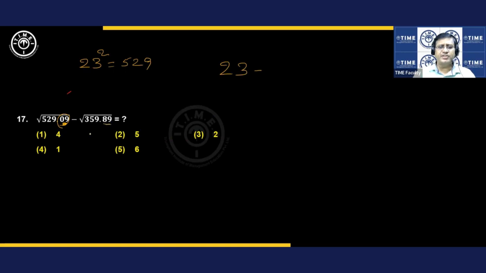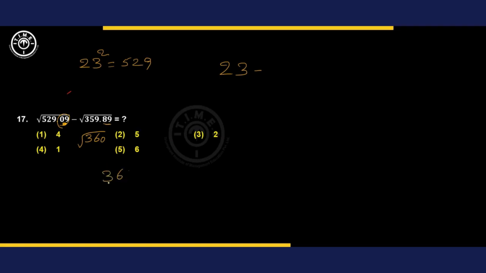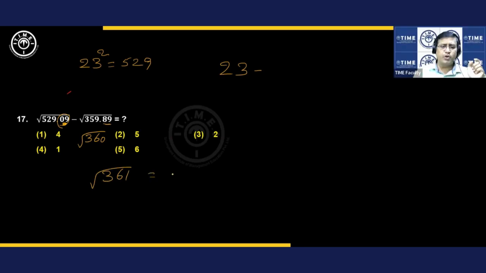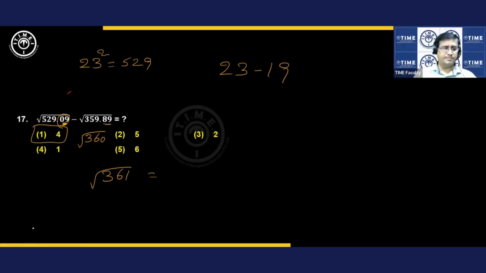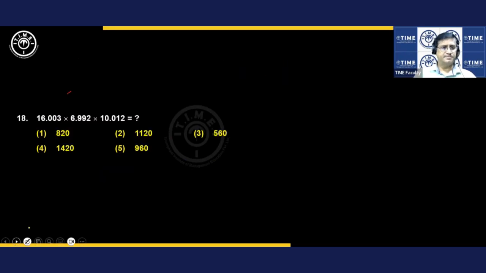359 means 0.89 is given, so here you can take it as 360. What is the square root of 360? 360 is not a perfect square. What is the closest perfect square to 360? 361. Yes, you are right, Tripti. So what is the square root of 361? 19. Just observe: 23 minus 19 is 4. Yes, you are right. Good, keep it up. Choice is 1.